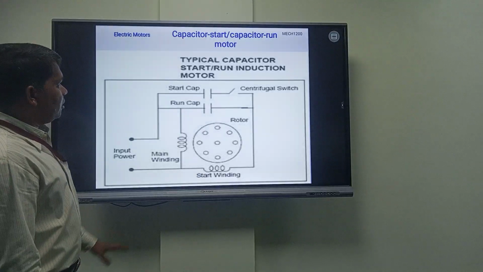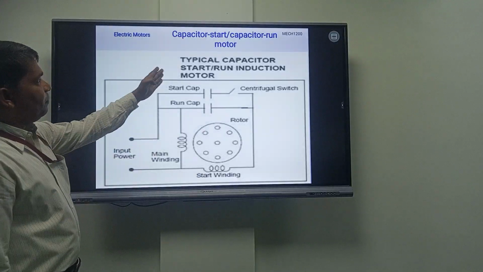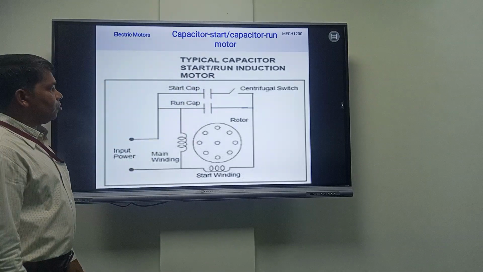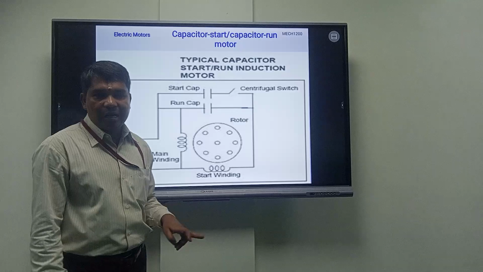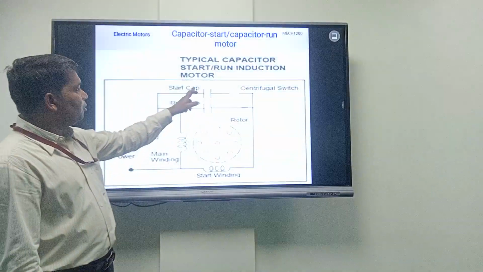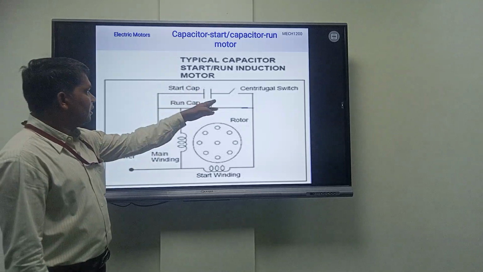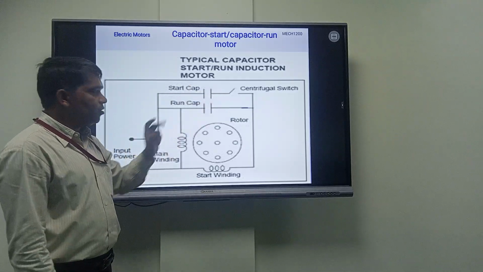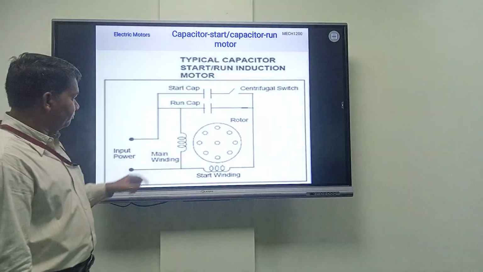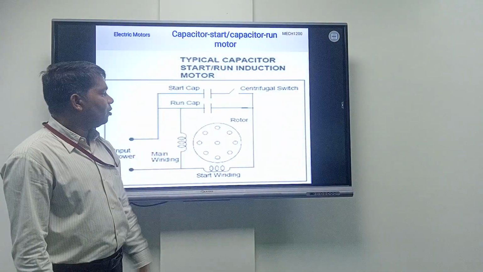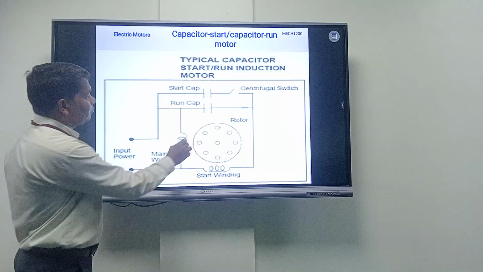This is the typical capacitor start, capacitor run induction motor. As I have told you, we have two capacitors. One centrifugal switch will also be there. At starting it will be in one position, and at running it will be connected differently. So there is the input power, main winding, starting winding and rotor winding.